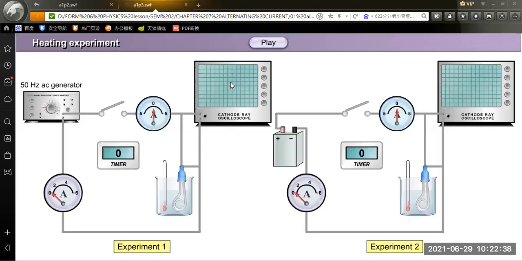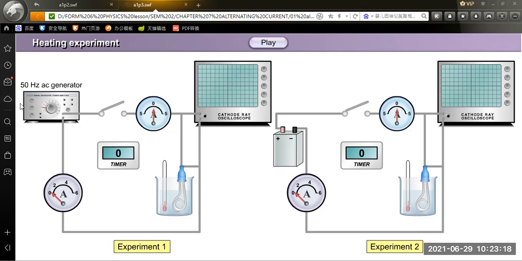Okay, ladies and gentlemen, let's look at the diagram. The diagram shows two heaters. The immersion heater is used to heat up the same amount of water, starting with the same temperature and so on. The difference is that one uses a DC source, DC current. That means it uses a battery with DC current.